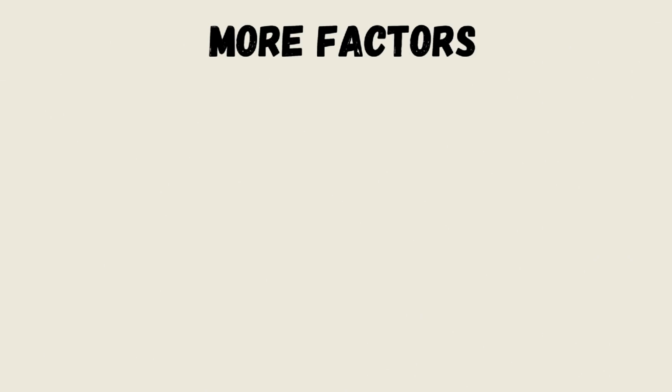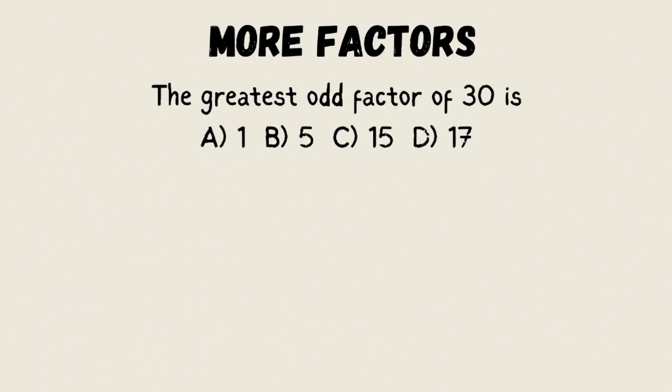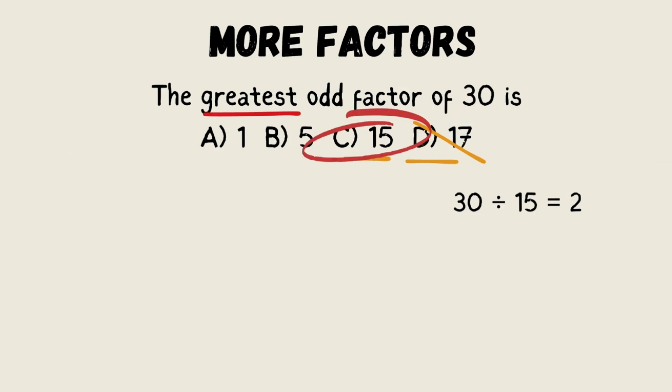Let's do another factor problem. The problem is: the greatest odd factor of 30 is A1, B5, C15, and D17. So it's asking for the greatest odd factor, and this question gives us answer choices. So here's a shortcut. Let's take a look at the answer choices from greatest to least. 17 is the greatest and odd, but it is not a factor of 30, so it cannot be the answer. Let's go to the next greatest number, 15, which is odd and a factor of 30 because 30 divided by 15 equals 2. So our answer is 15.